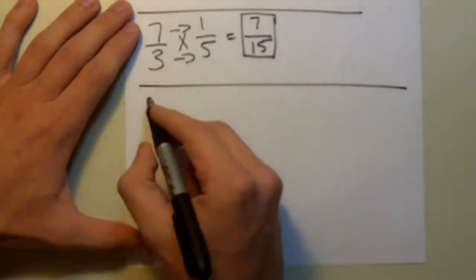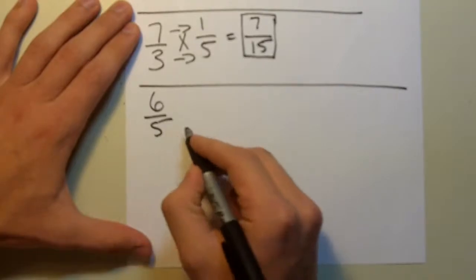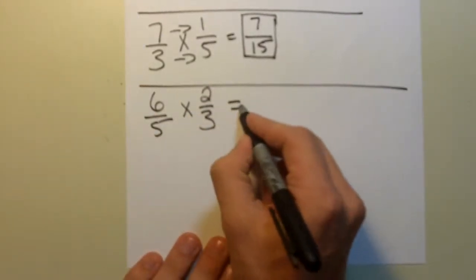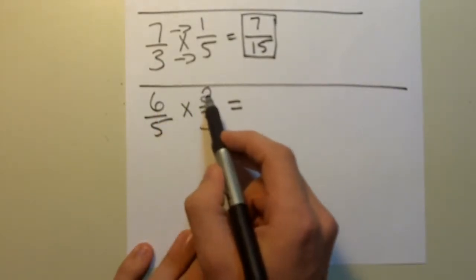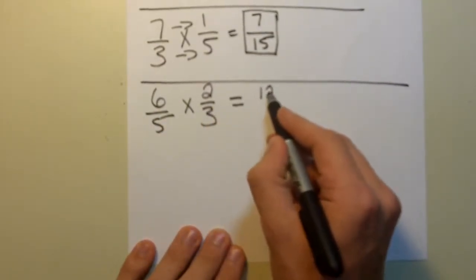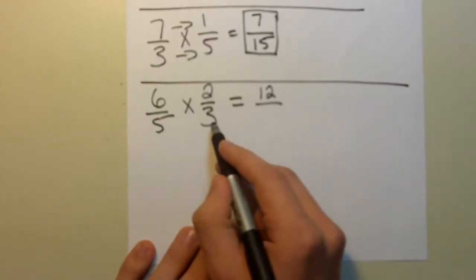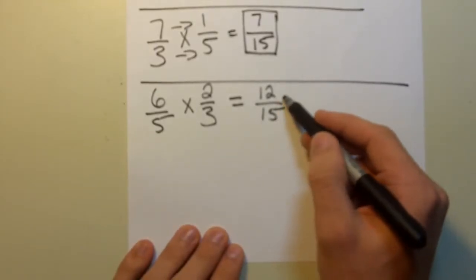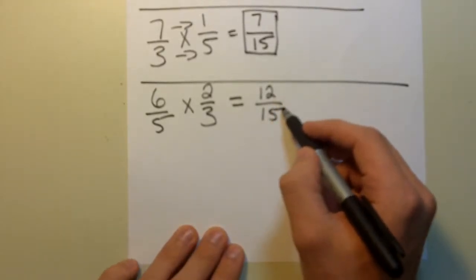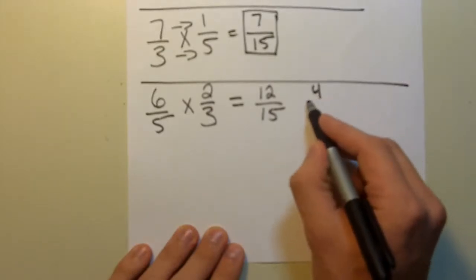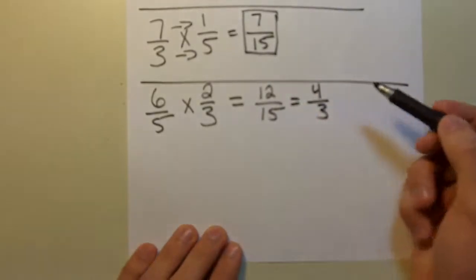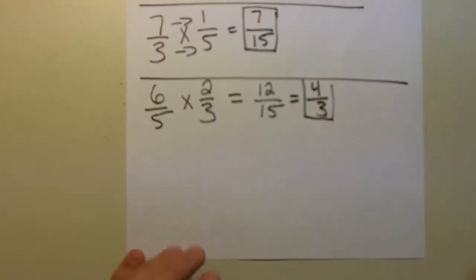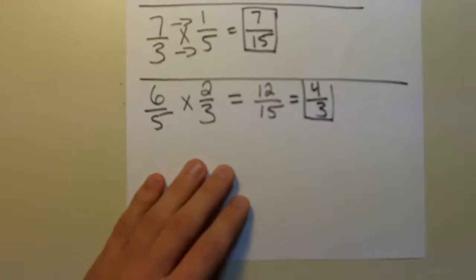Alright, now we have 6 over 5 multiplied by 2 over 3. So what this is going to equal is 6 times 2 is 12 over 5 times 3, which is 15. And this is not in its simplest form, so we can divide both of these by 3, and we'll get 4 over 5. Right, and then that is our simplest form of our answer. Okay.